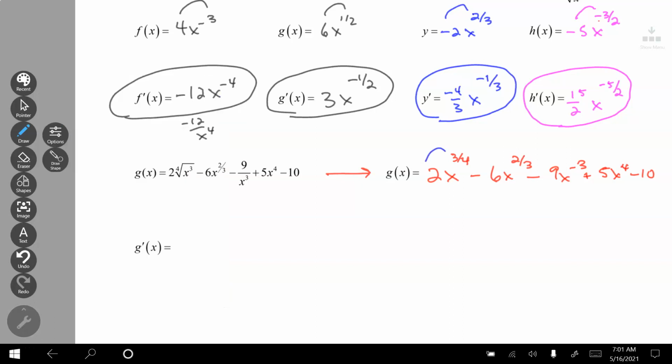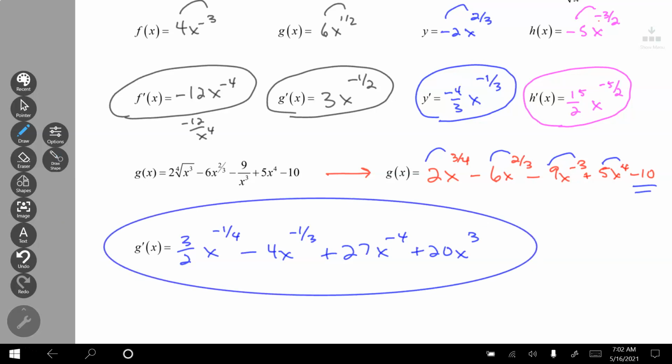Multiply here, I get 6 over 4, or 3 over 2, x. 3 minus 4 is negative 1/4, which is my exponent. Minus, that gets 12 over 3, or 4x. 2/3 minus 1, or 2 minus 3, is negative 1 over 3, plus negative 9 times negative 3 is positive 27. Subtract 1, I get x to the negative 4th. And then when I multiply here, I get plus 20x, subtract 1, to the 3rd. And here's my little constant, and the derivative of my constant is always 0. So this is my final derivative right there.